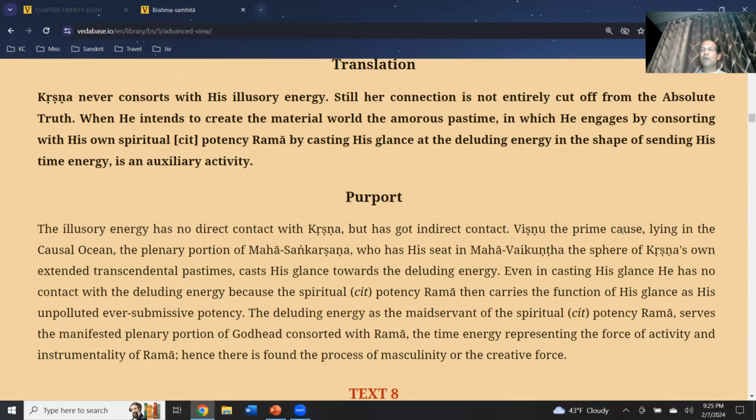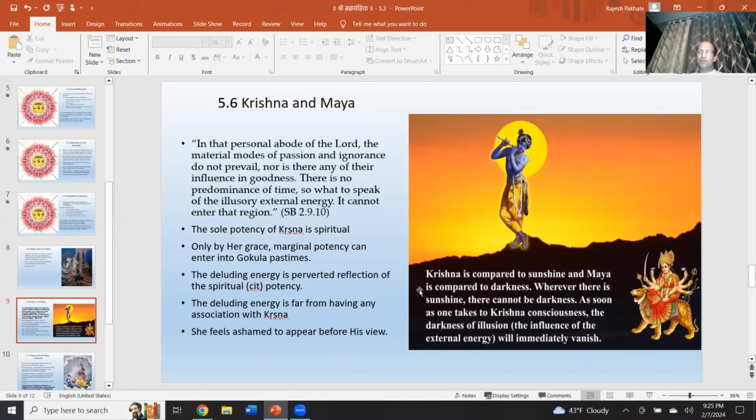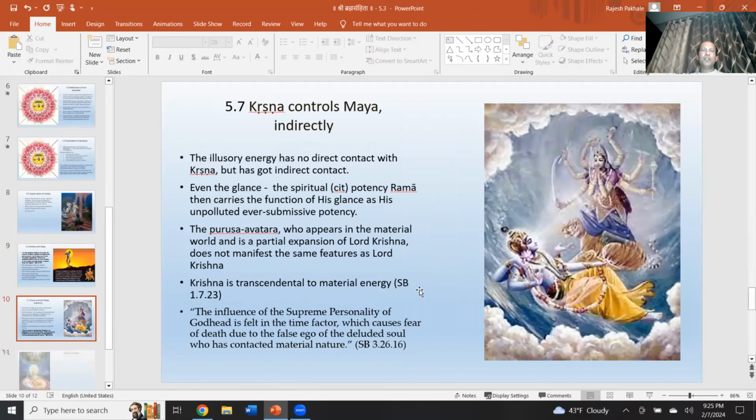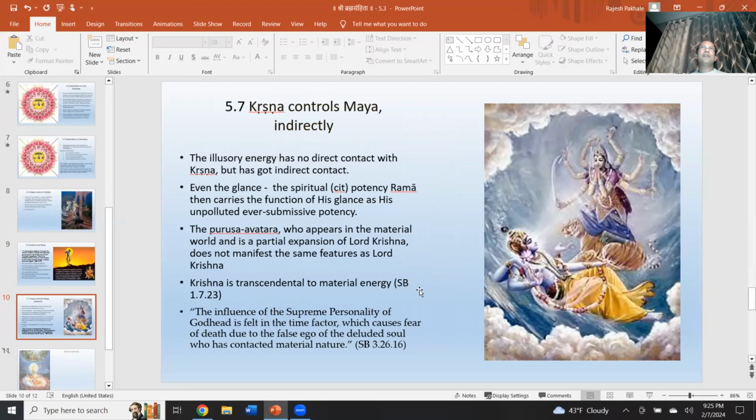So Vishnu is the prime cause lying in the causal ocean. The plenary portion of Mahasankarshan has his seat in Mahavaikuntha, the sphere of Kṛṣṇa's own abode, extended from the transcendental pastime, and he casts the glance toward the deluding energy. Even this casting of glance is not direct; it is coordinated by the spiritual energy, the chit potency Rama. So Kṛṣṇa, even though he is not in direct contact with the material energy, it is still under his control.